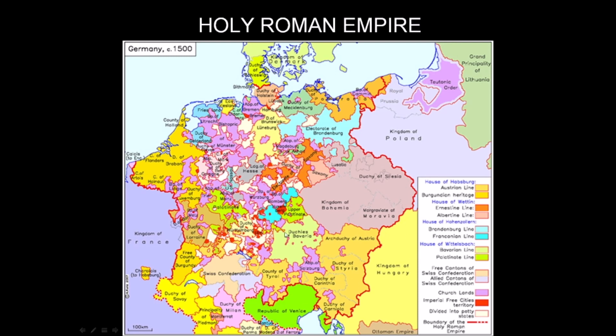You can see that Austria-Hungary is a big deal. The Habsburgs are running a lot of the Holy Roman Empire at this point, and you can see Bohemia over here is a big deal. You'll also see right up here in Poland there's this little Prussia thing, which is going to become a whole lot more important to German history in the next few hundred years. But the Holy Roman Empire is a mess.